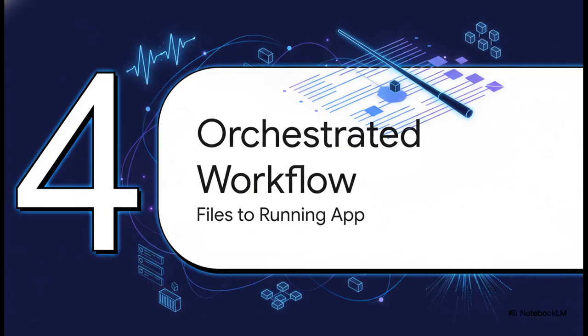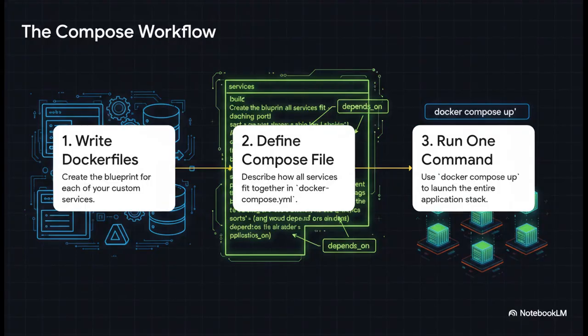So we have our Docker files for each individual musician, and we have our docker-compose.yml score that defines the entire symphony. How does the conductor actually kick off the performance? You know, the workflow is just incredibly efficient and elegant. It's really just 3 steps.